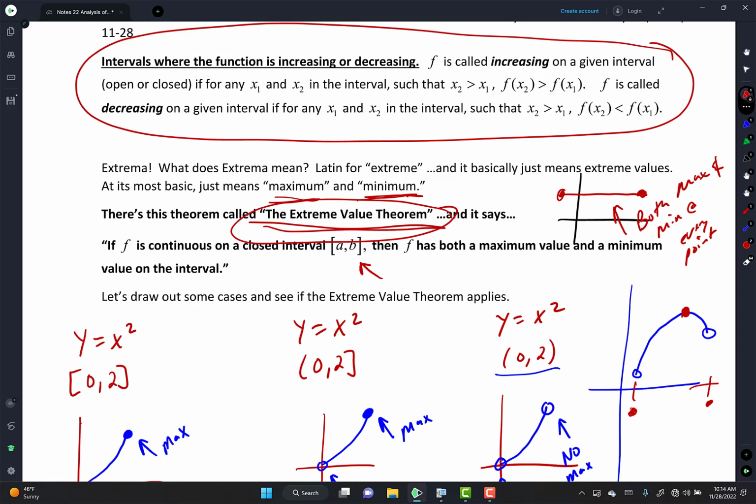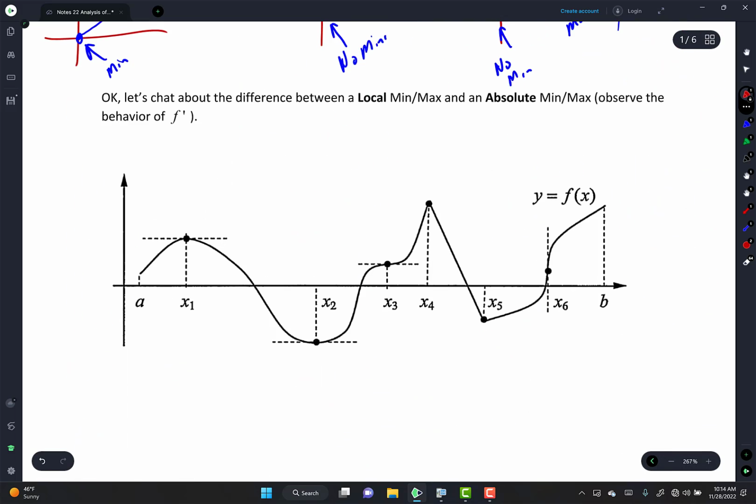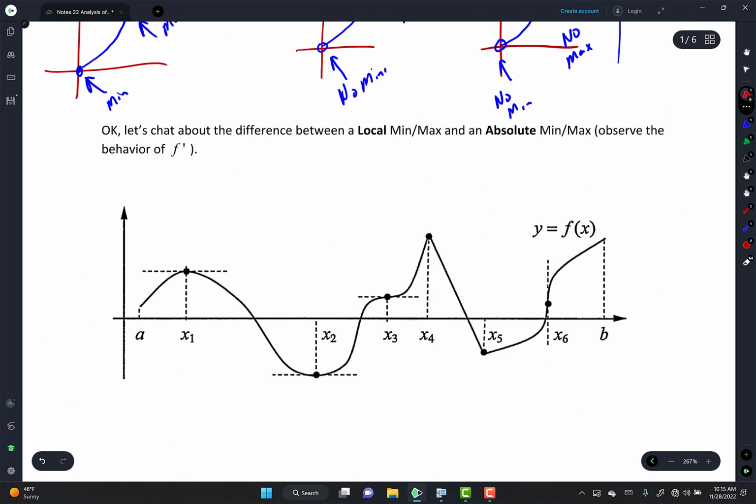How do we feel? Okay. You're going to see a whole bunch of words all the time, local and absolute. Let's see what this says. It says, let's chat about the difference between a local min-max and an absolute min-max. Observe the behavior of f prime. The other word that they use besides local is relative, like your relative, your tío, your tía. That's local. It's the same as local. What's another word for absolute? You use it in economics all the time. Not GDP, that's gross domestic product. Global.